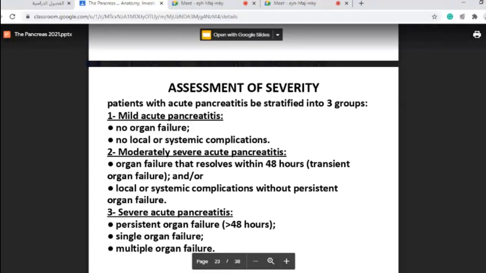In cases of moderately severe acute pancreatitis, there will be organ failure that resolves within 48 hours, what we call transient organ failure, and/or local or systemic complications, but without persistent organ failure. In this condition, we label this as moderately severe. But in severe acute pancreatitis, there will be persistent organ failure, more than 48 hours, single organ failure or multiple organ failure. Is the assessment of the severity of pancreatitis clear so far, students? Is the explanation clear?